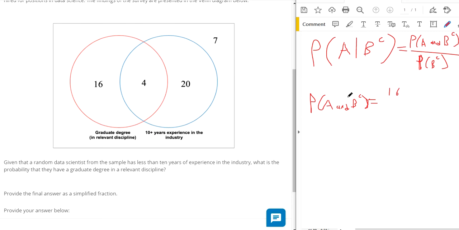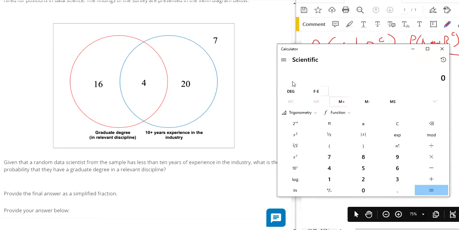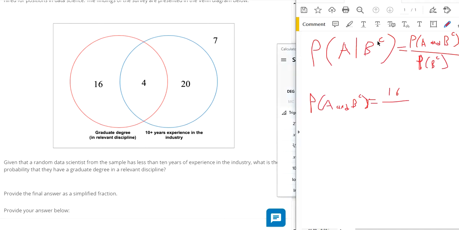7 is B naught, but it doesn't also include circle A. Since the word and is here, it has to meet both these criteria, being in the red circle and not being in the blue circle. Just 16 there. And to find a probability, take the amount you're interested in, divide by the total. So the total amount of candidates here, we got 20 plus 4 plus 16 plus 7. There's 47 candidates.